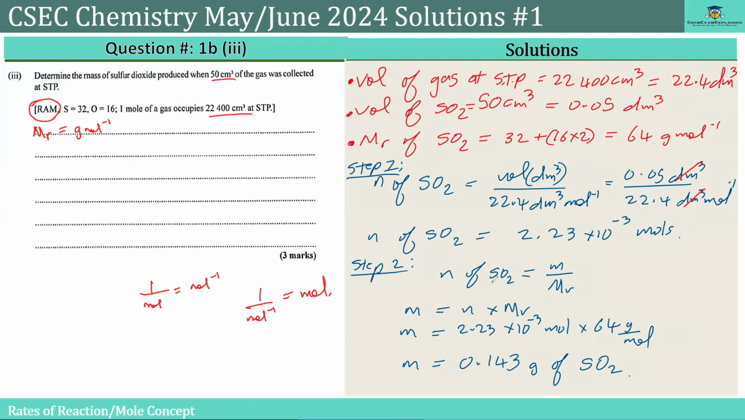For step 2, we're going to find the mass using the formula moles equal mass over molar mass. We make mass the subject of the formula and multiply the calculated mole by the molar mass of SO2. And that will give us 2.23 times 10 to the minus 3 times 64 to give us the mass of 0.143 grams. Now you'll see that again, our units work out to be grams when mole cancels mole. That is why it's important to use molar mass, because we have units to use in your calculation to get the mass of sulfur dioxide. Let's continue.